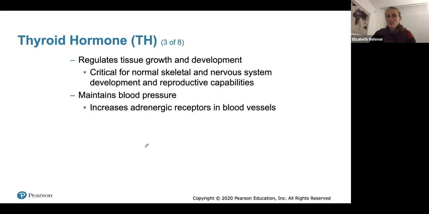So again, what that just means is your thyroid hormones are regulating all metabolic functions. So the ability that you turn glucose, from what you eat, into energy. Your thyroid hormones regulate tissue growth and development, which is critical for normal skeleton and nervous system. Your thyroid hormones help to maintain blood pressure.